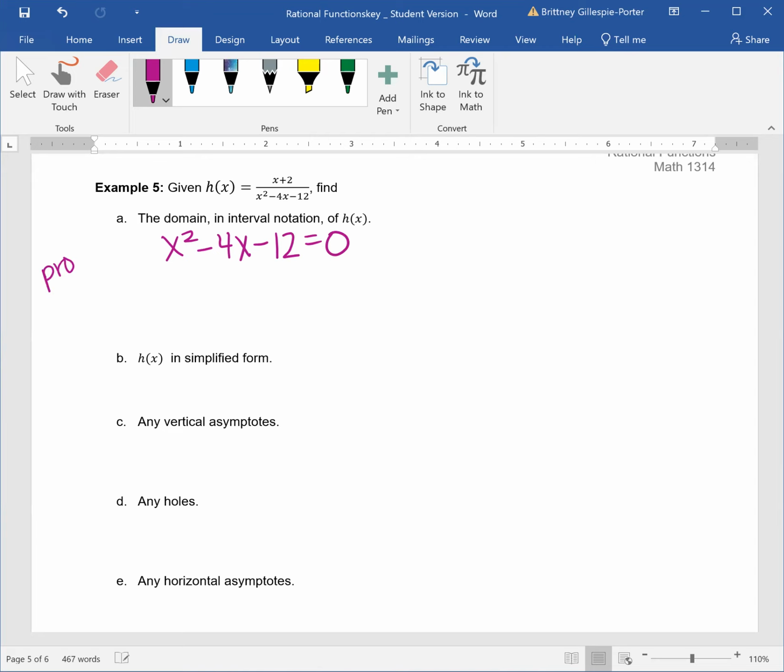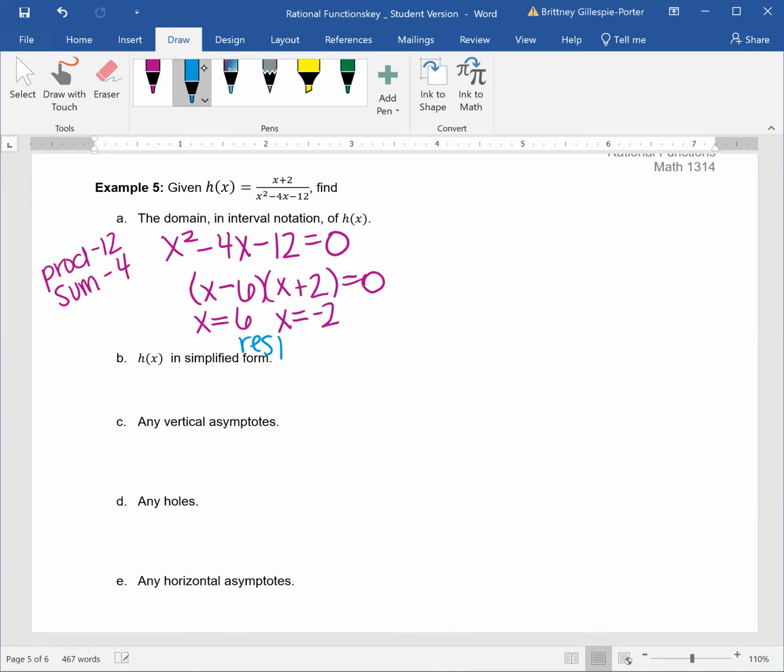Here you would be looking for a product of negative 12 and a sum of negative 4, which means that we would need x minus 6 times x plus 2 equal to 0. We find out x equal to 6 and x equal to negative 2 are our restricted values. You could have used the quadratic formula, but here in a moment, you'll see why you always want to try to factor. It saves you work in the long run.